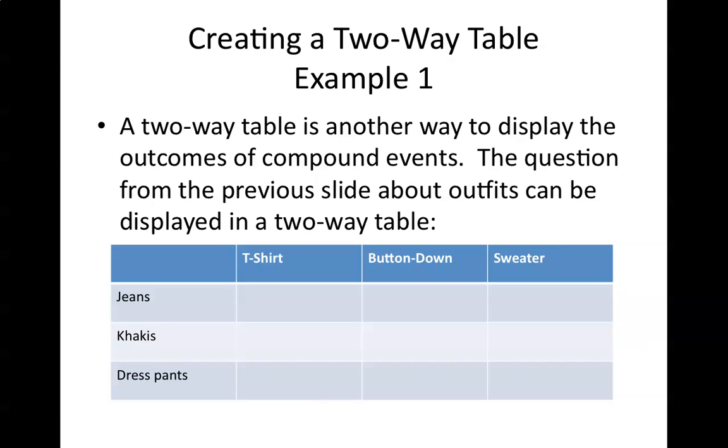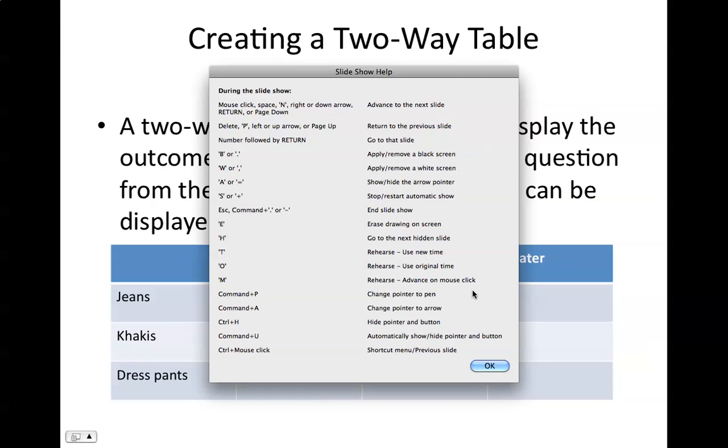Okay, first off, this is about creating a two-way table, and in Lesson 3 we actually went ahead and defined what a two-way table was. And basically it is a way to display the outcomes of compound events. So things where you have two different things going on. So the question from the previous lesson about the outfits can be displayed in a two-way table.